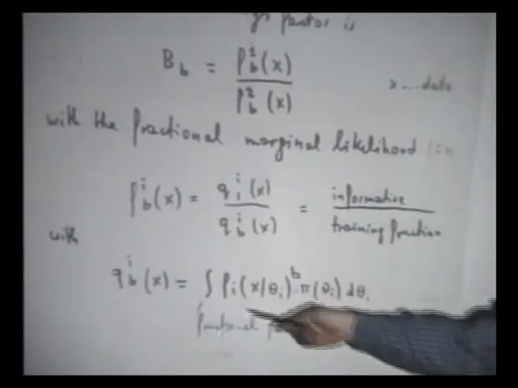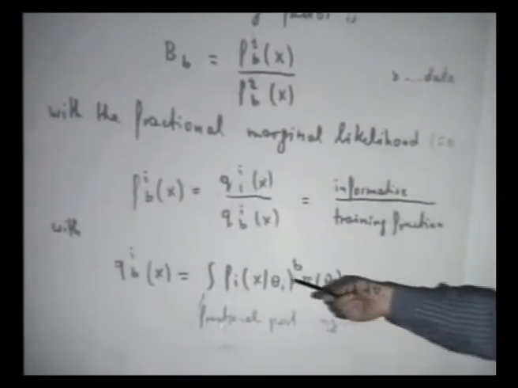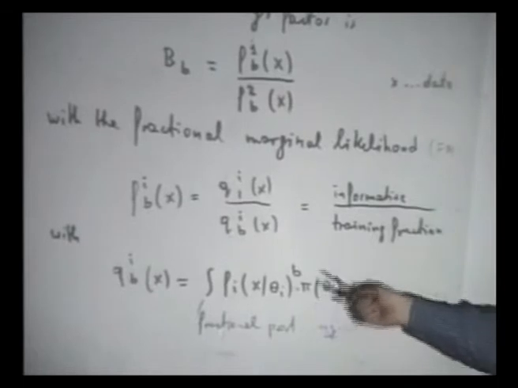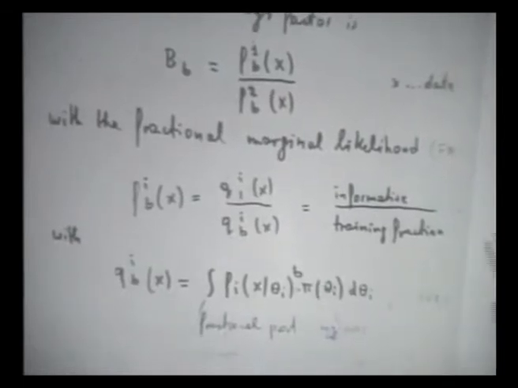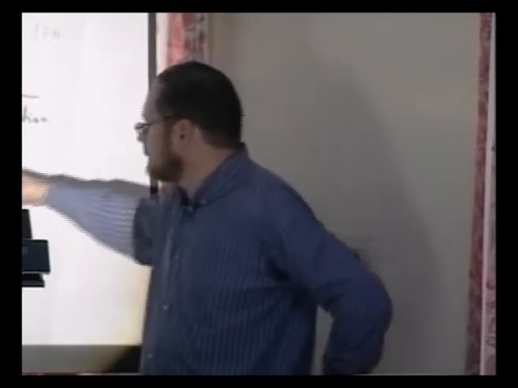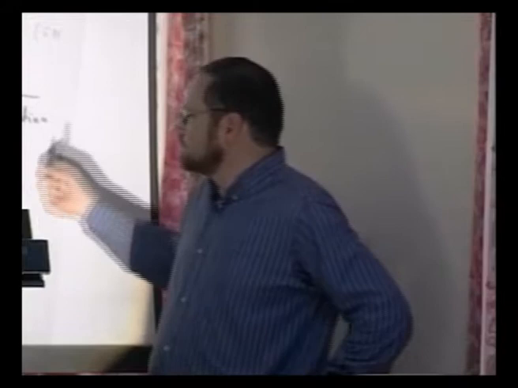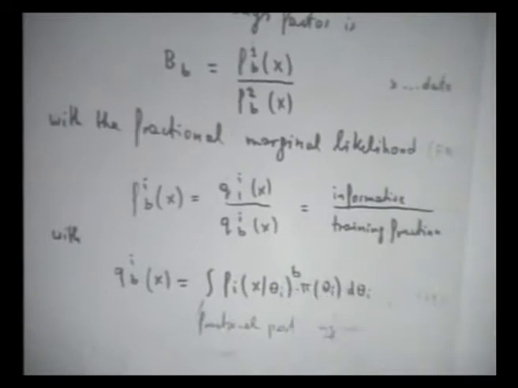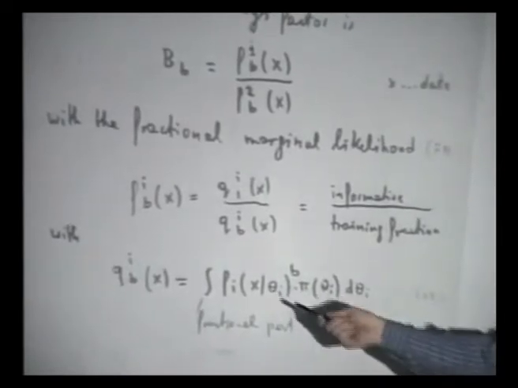So this is the fractional likelihood up to the fraction exponent b, and pi is the non-informative prior, the usual Jeffreys type non-informative prior. You can have different types of non-informative priors here as well, but we always use the Jeffreys type of prior. So this qi of b is nothing else than the smallest possible marginal likelihoods over this fraction of your sample.